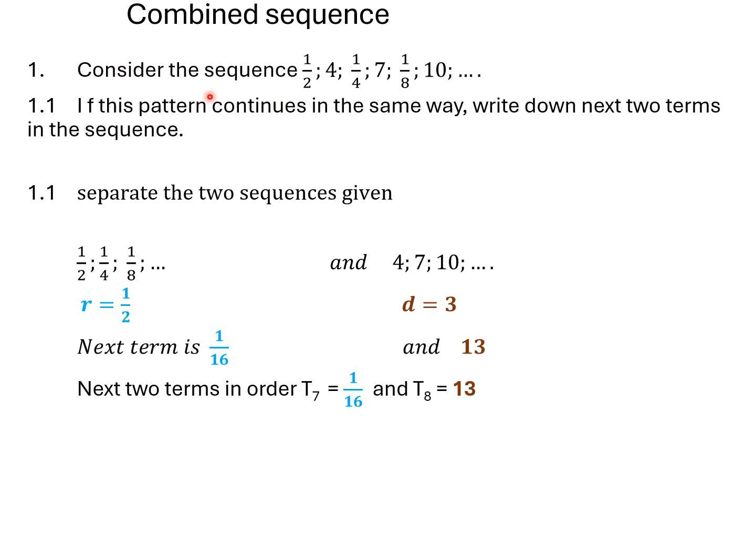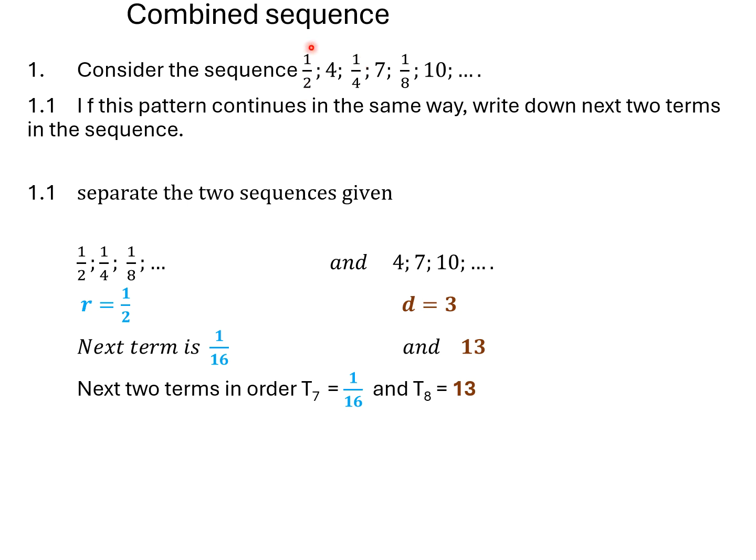Alright, so they say consider the sequence half, 4, quarter, 7, 1 over 8 and 10. If this pattern continues in the same way, write down the next two terms in the sequence. So you see there half and 4, then 4 and a quarter.